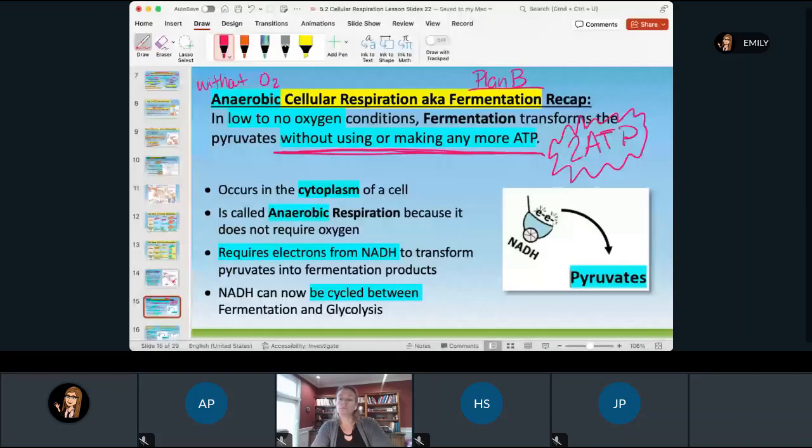So, fermentation takes place in the cytoplasm of the cell. There is no mitochondria here.